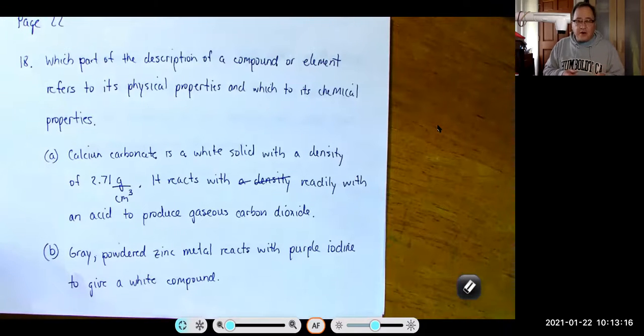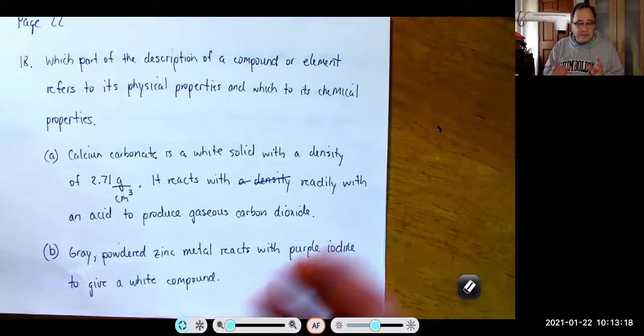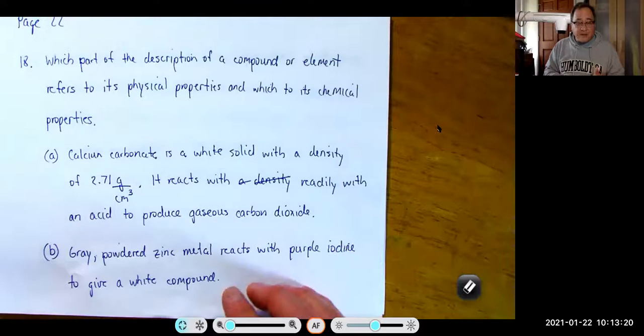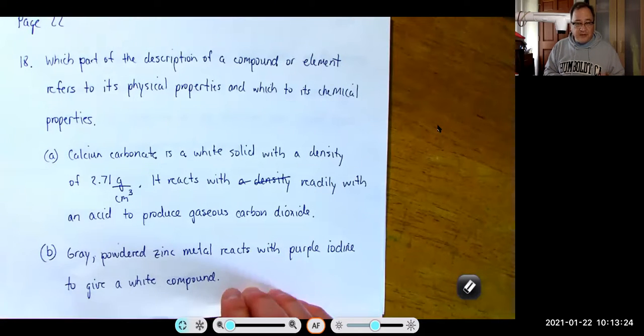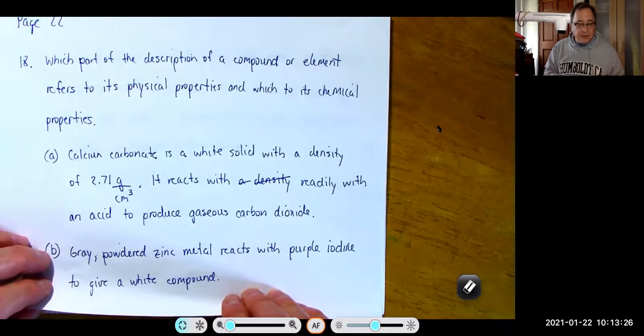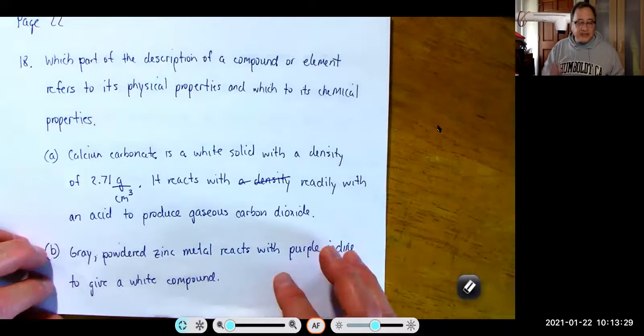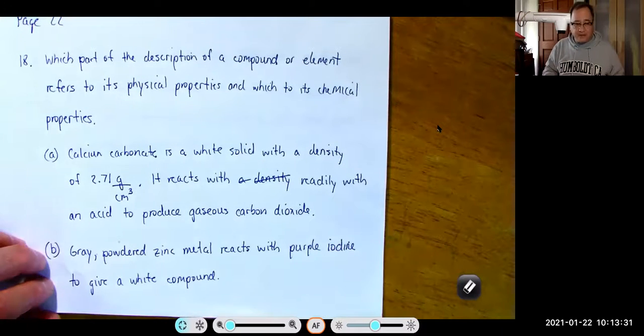Does a rock burn? No. But that doesn't mean that's not a chemical property. It is one because you've tried to change it. Are you with me there? So chemical property is trying to change it into something else or something about the formula.